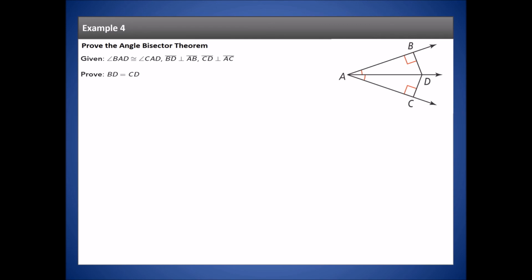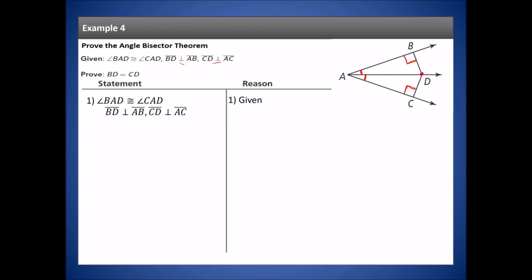All right, so let's go ahead and prove the angle bisector theorem. We're given that BAD is congruent to CAD, given because it's a bisector. And we're also given that the distances from that point D to the sides are at a 90-degree angle, so they're perpendicular, hence the perpendicular symbols. We want to prove that BD is congruent to CD. We're going to start with a two-column proof, starting with what's given.